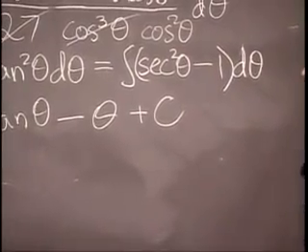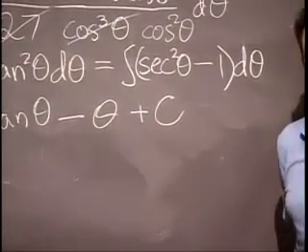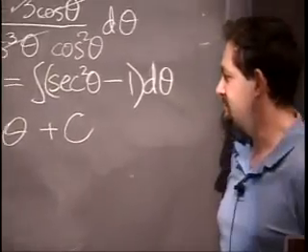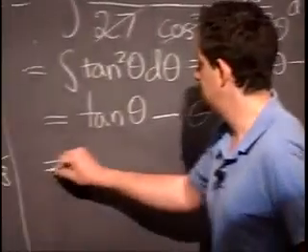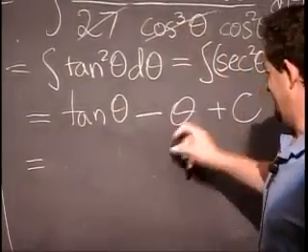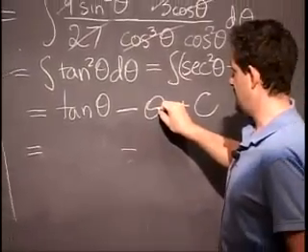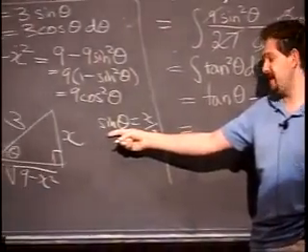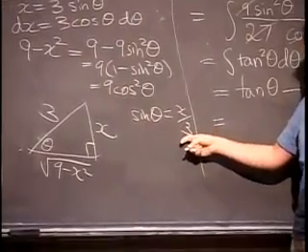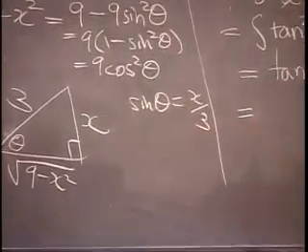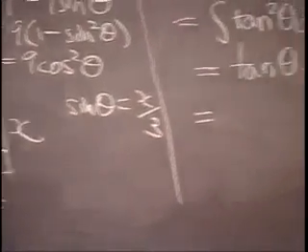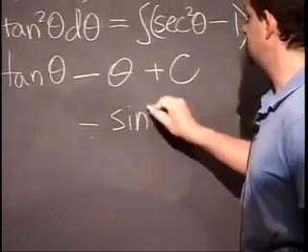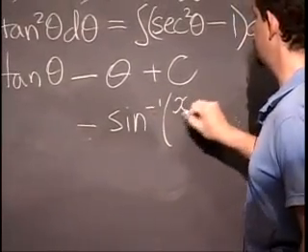Well, that's great. We've solved the integral, but we're still in theta land. Now, let's leave the first term. Theta, if you come over here, you see sine theta is x over 3. So the best you can really do with theta is to say this is inverse sine of x over 3.